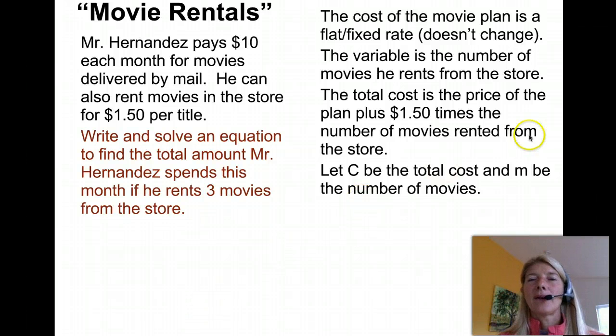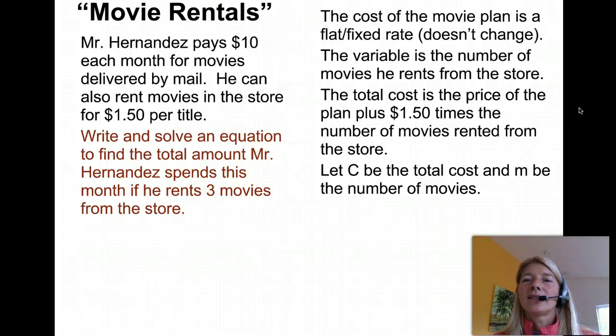Some things to think about. Over here, the cost of the movie plan is a flat fixed rate, right? It doesn't change. No matter what, he pays that $10 for this month. The variable is the number of movies he rents from the store. We don't know how many movies he rents from the store. In this example, we're going to assume he rents 3, but that's going to change every month. The total cost is the price of the plan, which is that $10, plus $1.50 times the number of movies rented from the store. So that will be our equation.